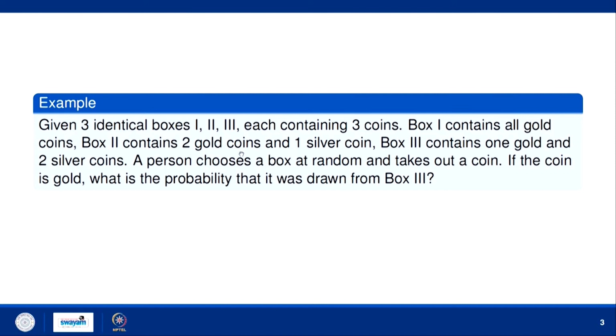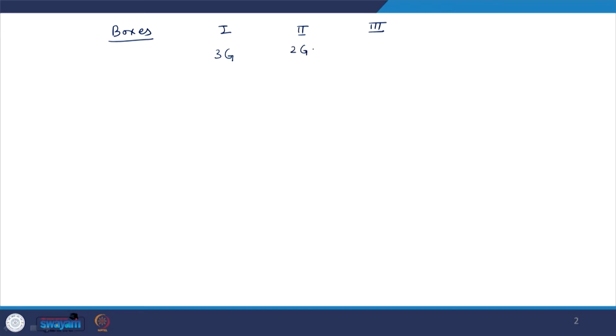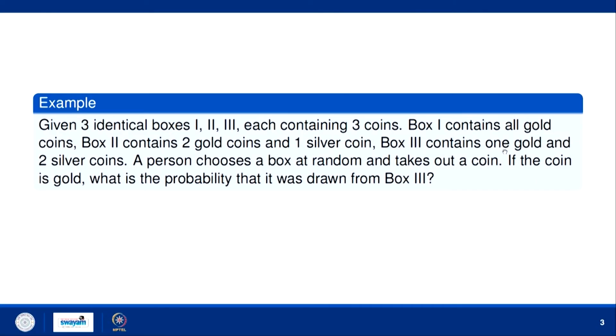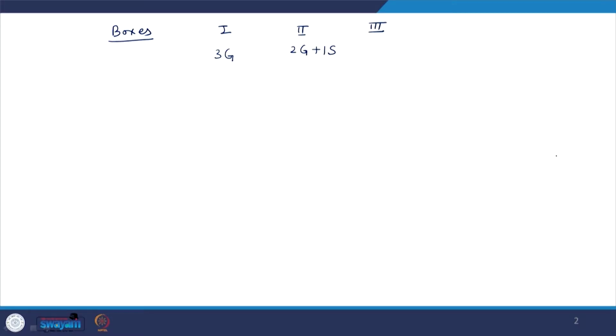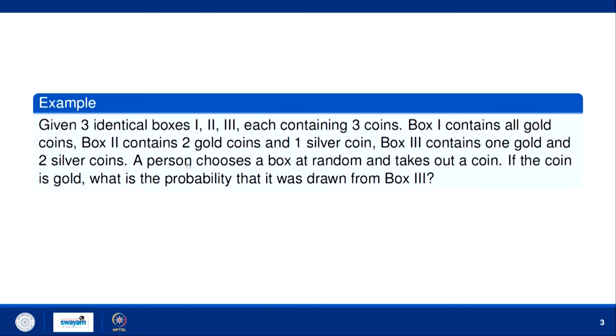Box 2 contains 2 gold and 1 silver coin. In box 3, it is 1 gold and 2 silver coins. So that is given to you. We are having 3 boxes and these are the different coins: box 1, 3 gold; box 2, 2 gold and 1 silver; box 3, 1 gold and 2 silver. Now a person chooses a box at random and takes out a coin. If the coin is gold, what is the probability that it is drawn from box 3?